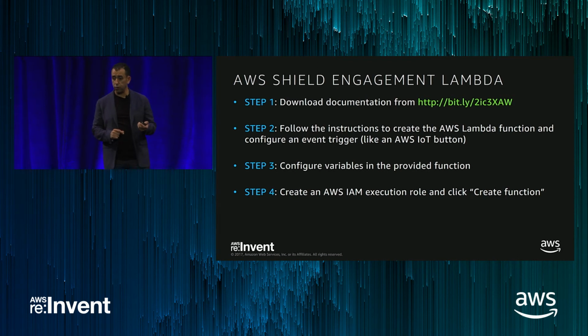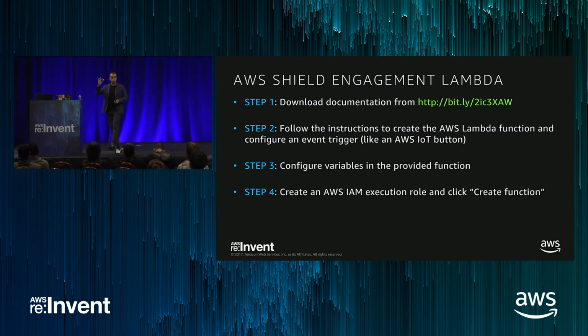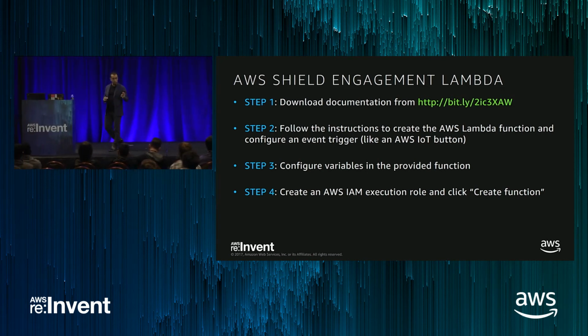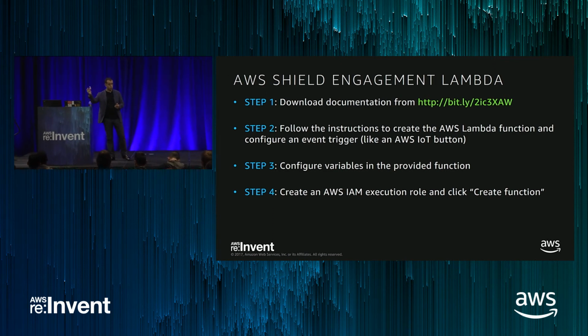And then you configure a trigger. Again, it can be an IoT button, just like this one here that I have. Or it can be an Alexa, if you have an Alexa, or it can be any trigger you prefer. You will have to configure a couple of variables, very simple, and I'll show you. You do not need to be a developer to do that, very, very simple. And then lastly, you create an IAM role that allows your trigger to talk to Lambda.